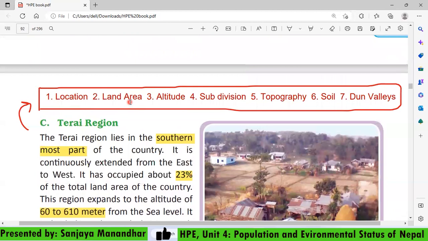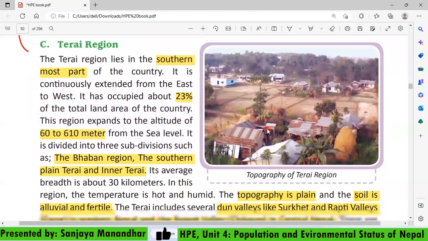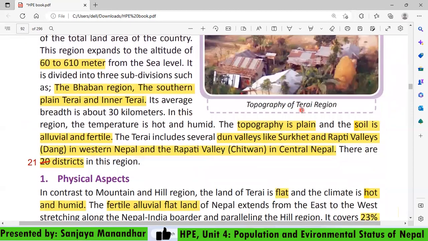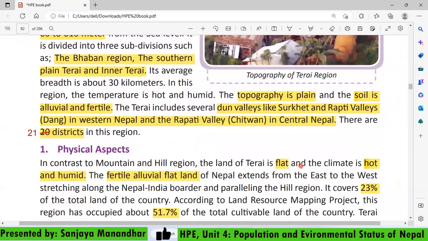Look here: location, land area, altitude, subdivision, topography, soil type, dune valleys. Dune valleys are also very important. What type of dune valleys? Like Surkhet, Dang, and Chitwan. What type of soil? Fertile soil, alluvial soil. What type of topography? Plain land area. Three subdivisions, altitude, land area, and location. So this much is the introduction.